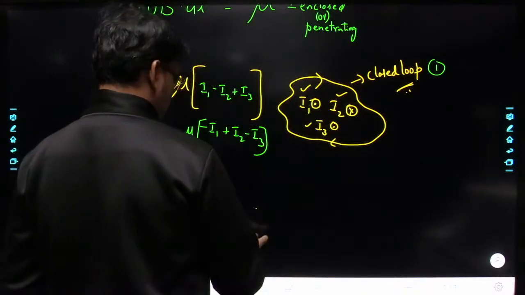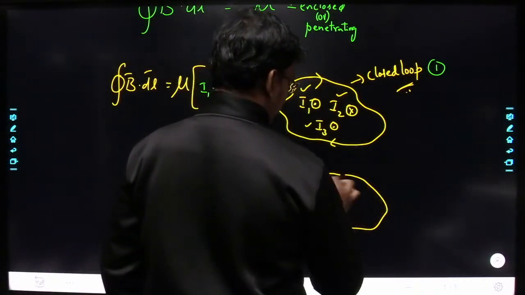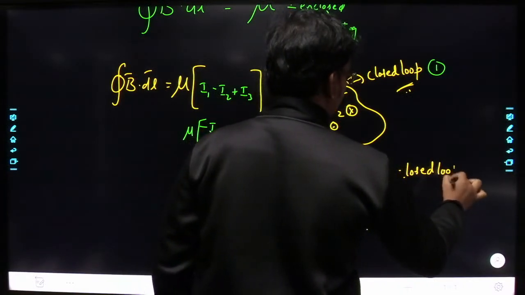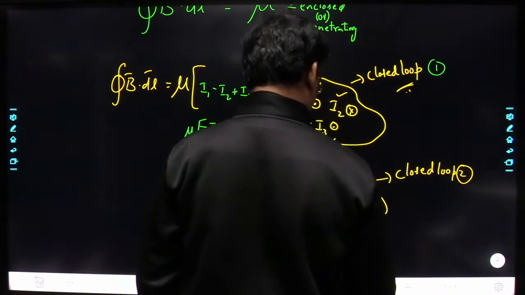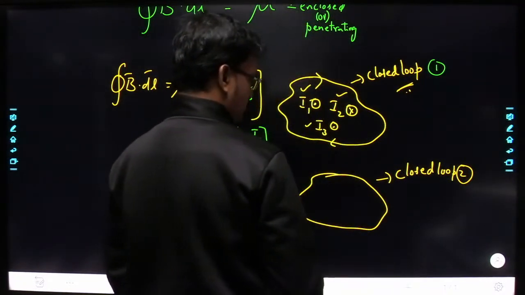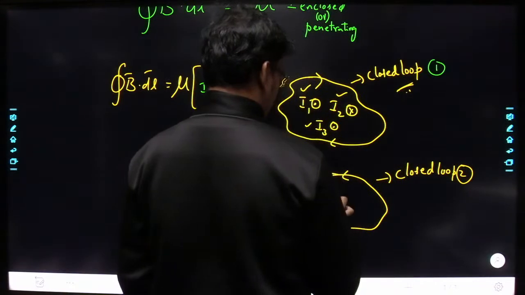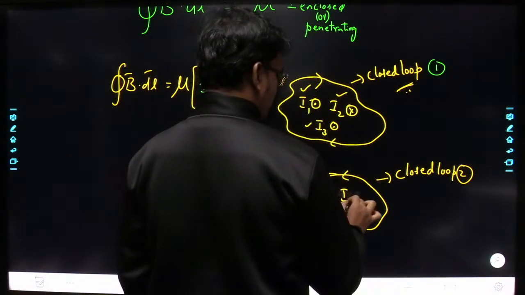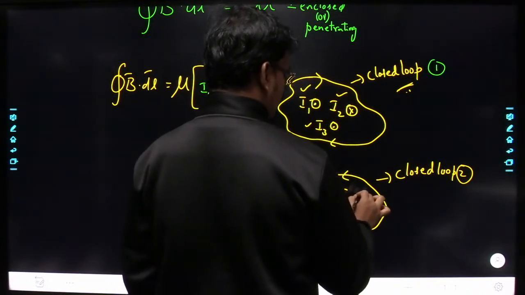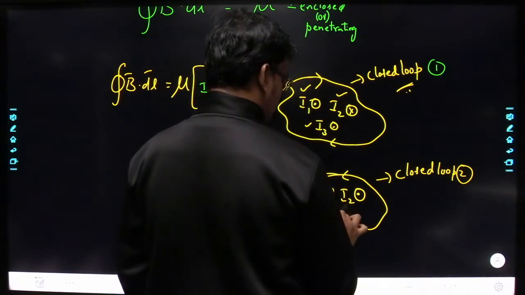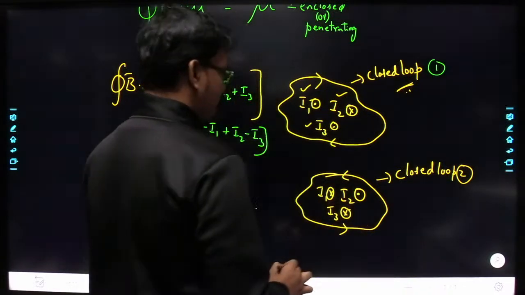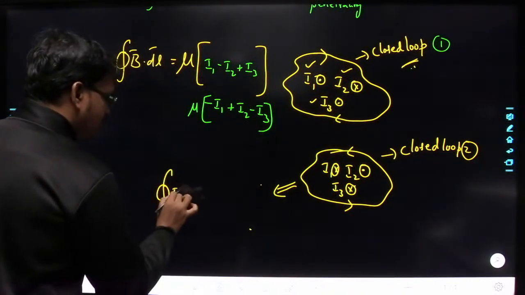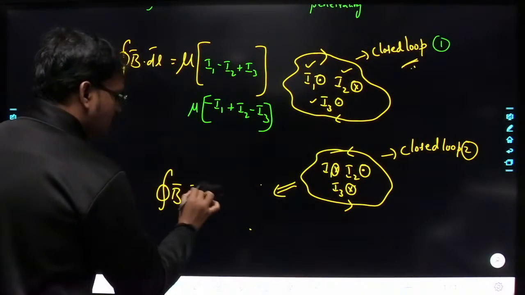Next, see here. I am giving another closed loop here. Let us say this is closed loop 2, right? Now see here. Let us say I1 is pointing into the board, and here I2 is pointing out of the board, and I3 is pointing into the board. Now for this one, tell me what is the circulation of B field around this closed loop?